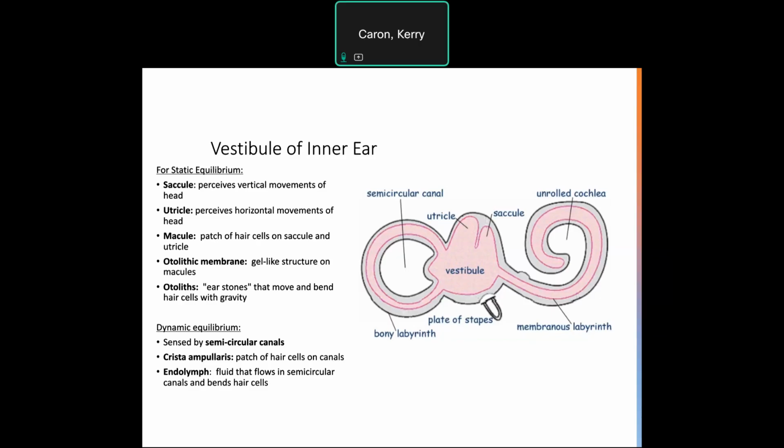And then dynamic is sensed in the semicircular canals. We've got crista ampullaris, which is a patch of hair on these canals. And then we have some endolymph, the fluid that flows in the semicircular canals and bends hair cells. And all of this gives us our sense of balance. You do not need to know all these parts of the vestibule, just this general sense of what is static, what is dynamic, and what is happening here in the inner ear.